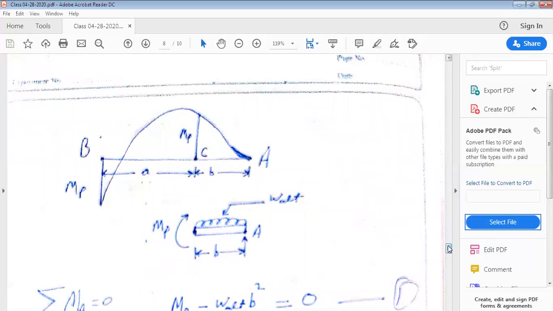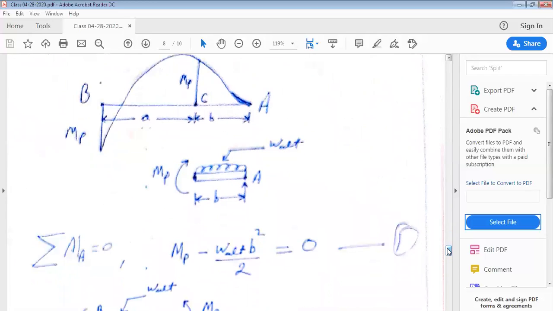Now I have written this uniformly distributed load as WULT. So this is the plastic limit load. Here we are trying to find out what would be the plastic limit uniformly distributed load for this beam. Now if we equate the bending moment at A equal to 0, we get MP minus WULT B square by 2 equal to 0. And now let us consider the second part of the beam of length A from the left end of the beam.